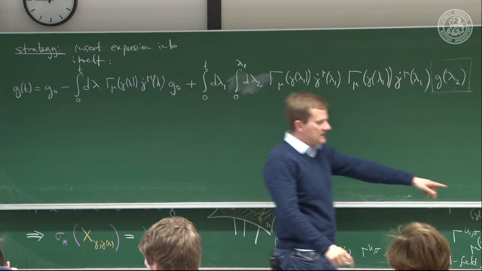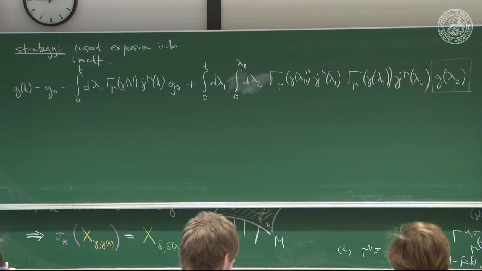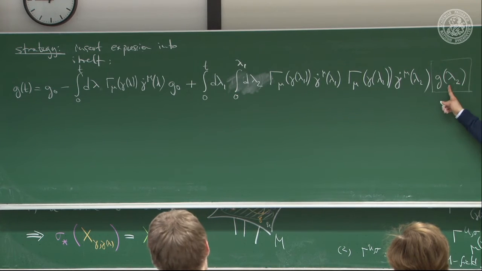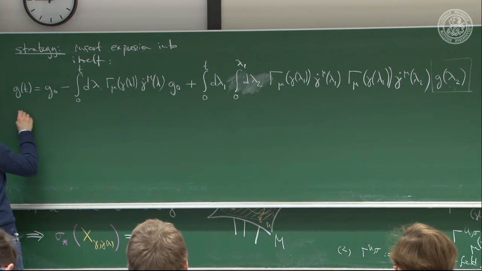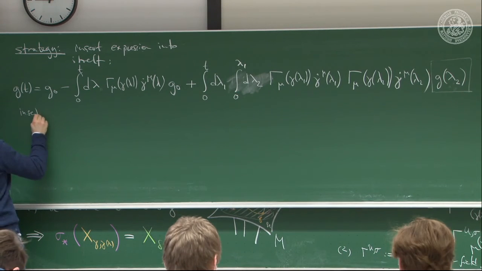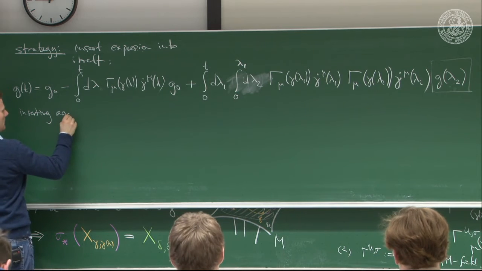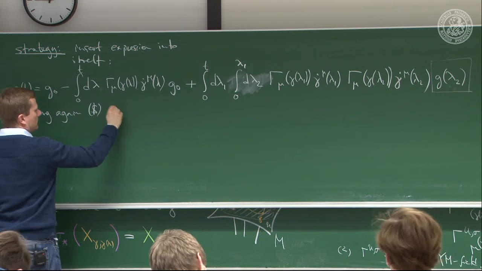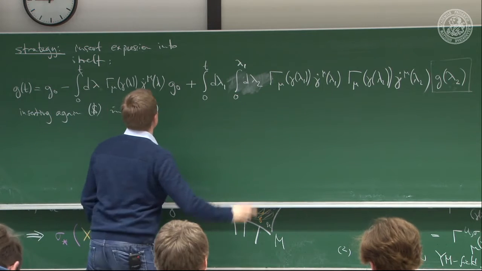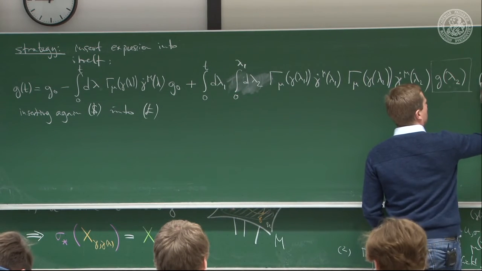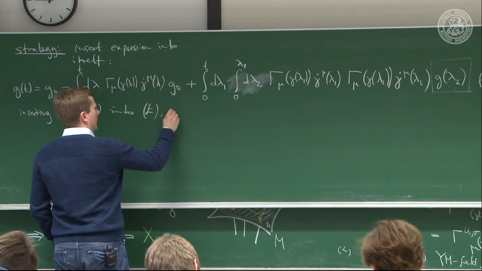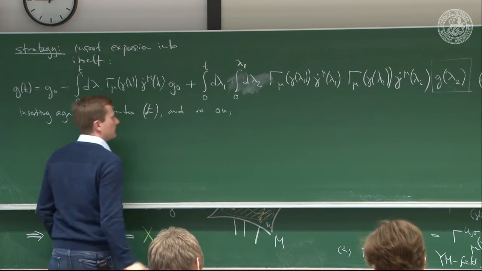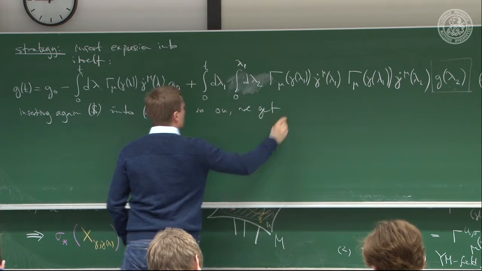Well, for simplicity, we take this one, because they're both true. We insert this one again into here. And of course, what you get, so inserting again dollar into pound, so this is pound, and this is dollar. And so on, we get, what do we get?